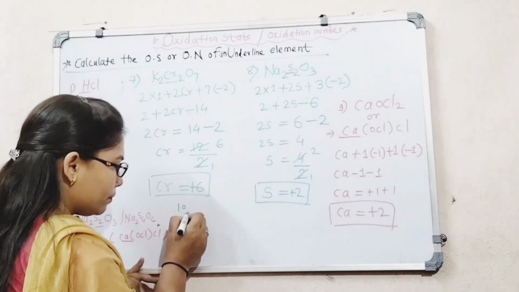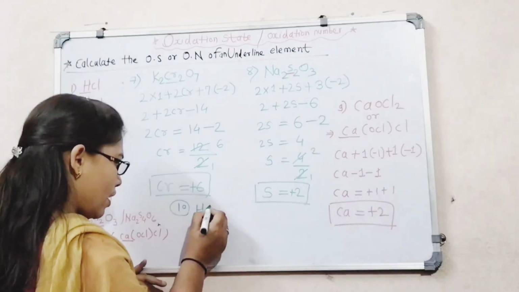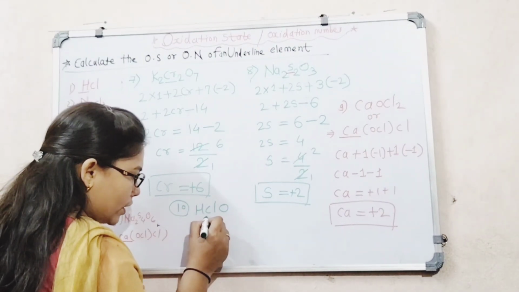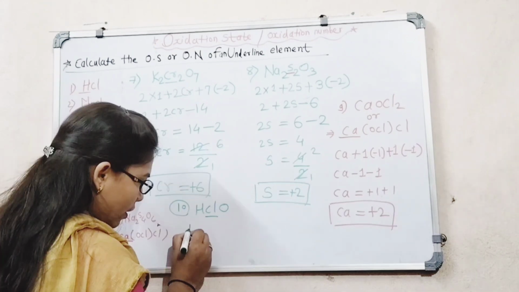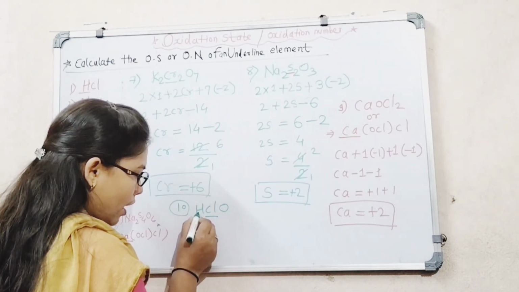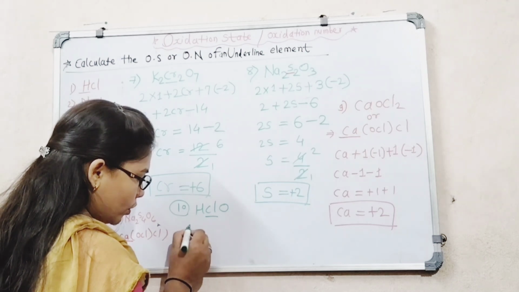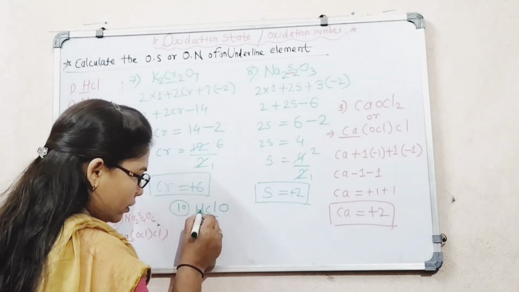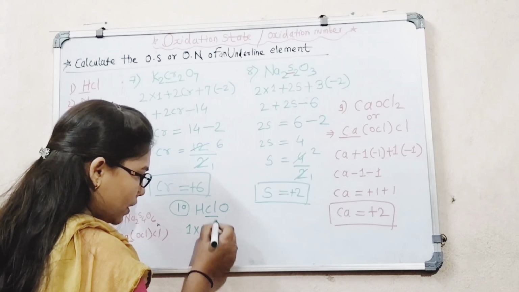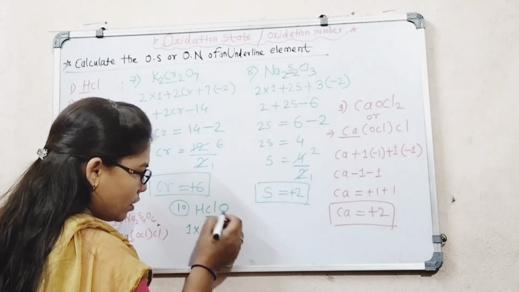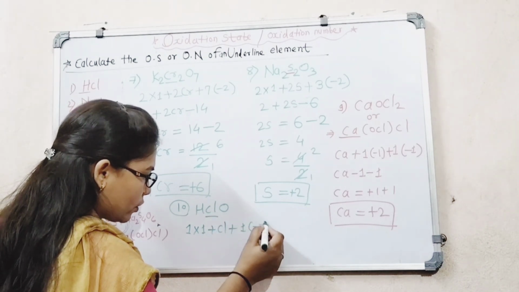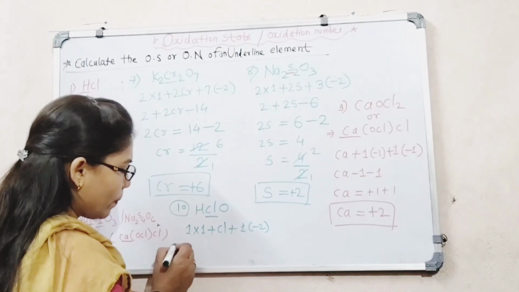Example number 10. HClO. In this example, we have to calculate the oxidation state of Cl. We know that the oxidation state of hydrogen is 1, and how many atoms? 1. So that's why I write here 1. And the oxidation state of hydrogen is plus 1, so that's why I write here 1 plus Cl plus, how many atoms of oxygen? 1. And the oxidation state of oxygen is minus 2, so that's why I write here minus 2.